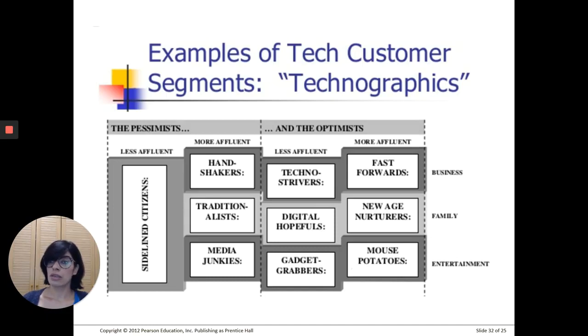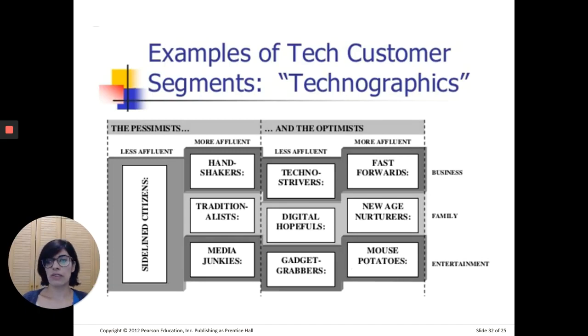So let's now take a look at examples of technology customer segments, and we'll call this Technographics, okay? On the one side, you have the Pessimists, and on the other side, you have the Optimists. So let's have a look at the Pessimists first. The less affluent of those are pretty much sideline citizens. They're probably unlikely to buy something you're selling. The more affluent are the handshakers, the traditionalists, and the media junkies. We're going to look at this in a bit more detail in a moment.